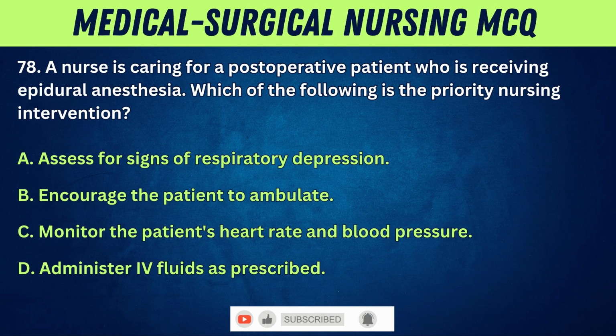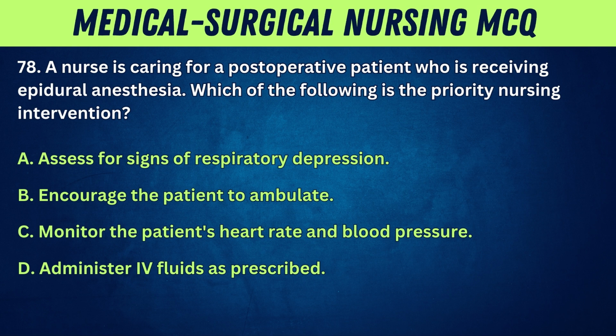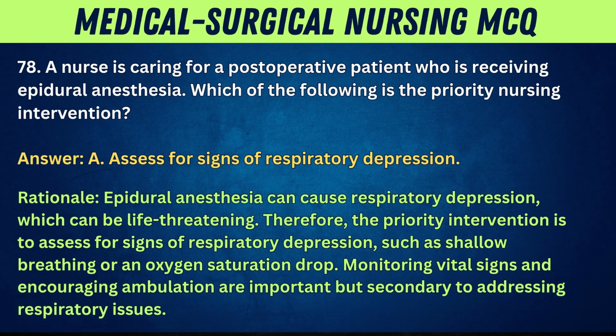78. A nurse is caring for a postoperative patient who is receiving epidural anesthesia. Which of the following is the priority nursing intervention? A. Assess for signs of respiratory depression. B. Encourage the patient to ambulate. C. Monitor the patient's heart rate and blood pressure. D. Administer IV fluids as prescribed. Answer: A. Assess for signs of respiratory depression.